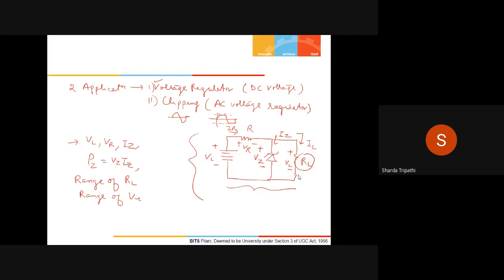So whenever I say that the voltage across RL should be regulated, that means the voltage appearing across the load resistance should be constant, and this constant value should be equal to Vz. This is what I mean when I say that voltage regulation is happening.